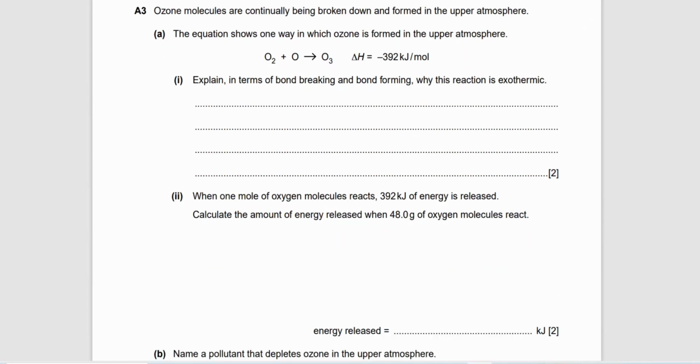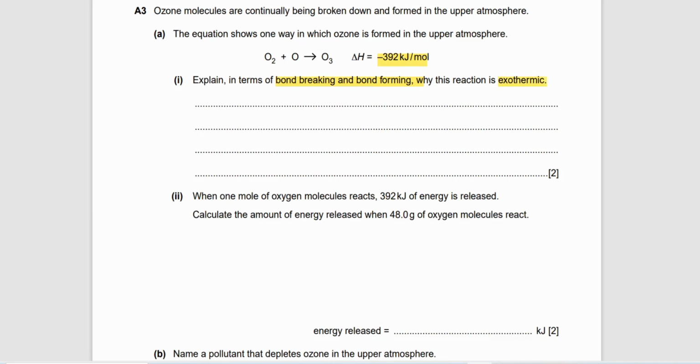Okay, an ozone molecule is continually being broken down and formed in the upper atmosphere. The equation shows one way in which ozone is formed in the upper atmosphere. You can say that atomic oxygen is being used with the oxygen molecule, and ozone is being formed. And here the minus shows that it is an exothermic reaction. Okay, so explain in terms of bond breaking and bond forming why this reaction is exothermic.